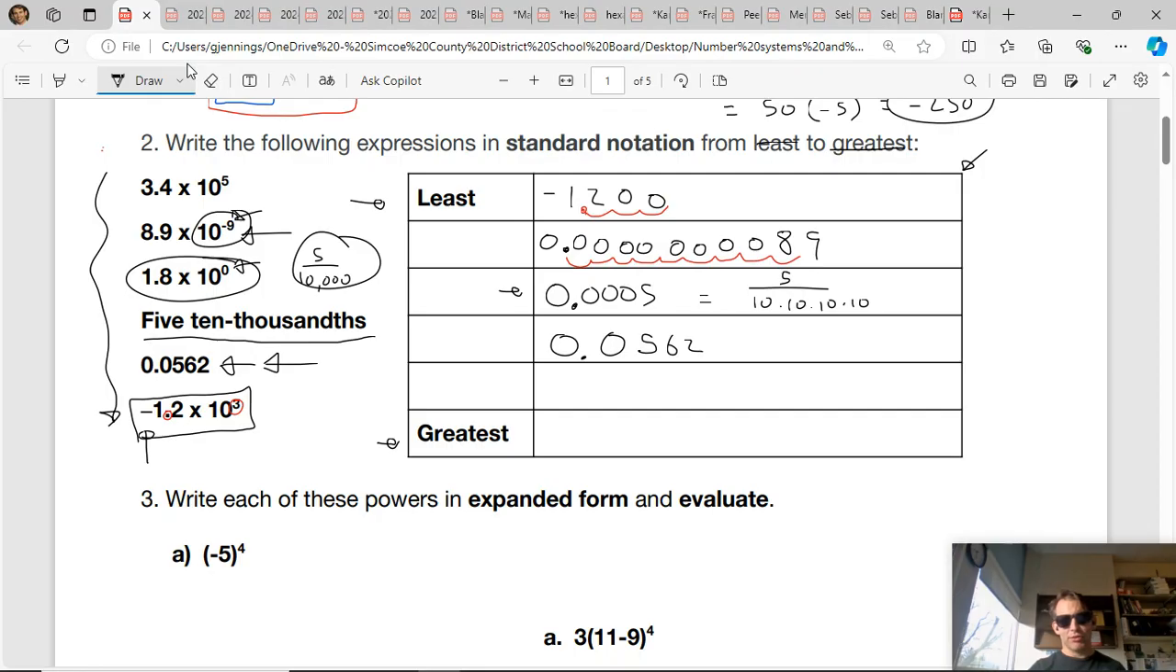1.8 times 10 to the 0. That means multiply by 0 tens. So it's just 1.8. And then the biggest one is this one. 3.4, move the decimal place 5 times, 340,000. Okay. That would be correct for all the marbles.